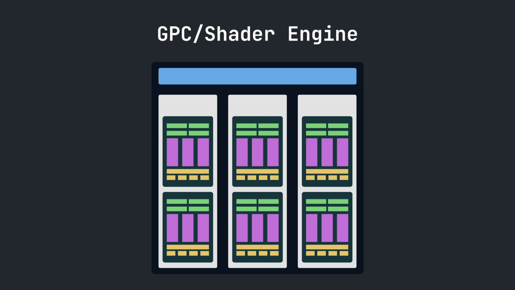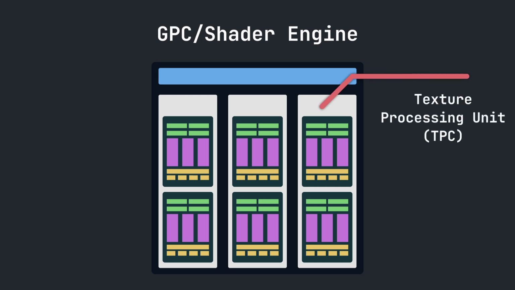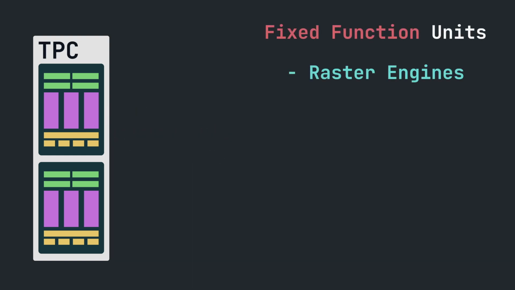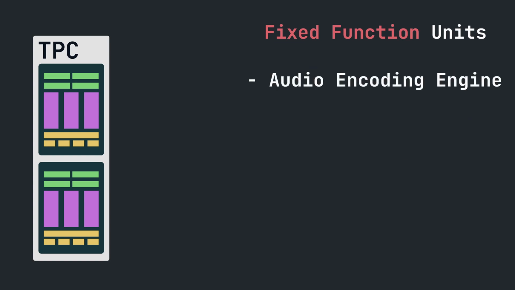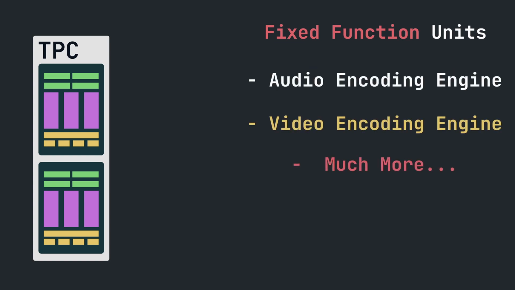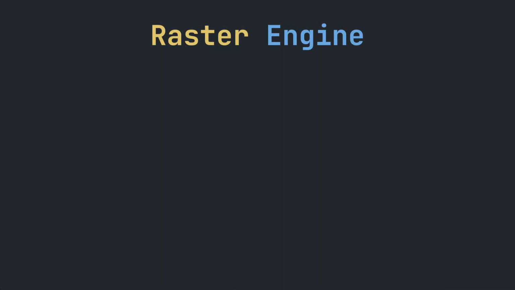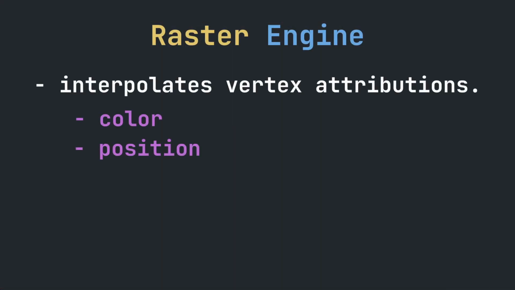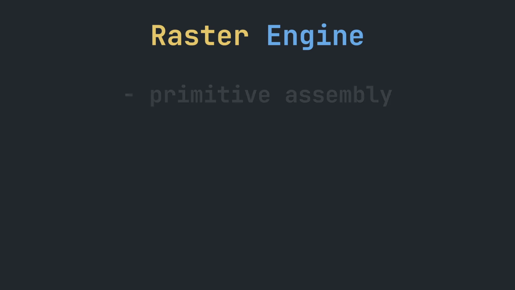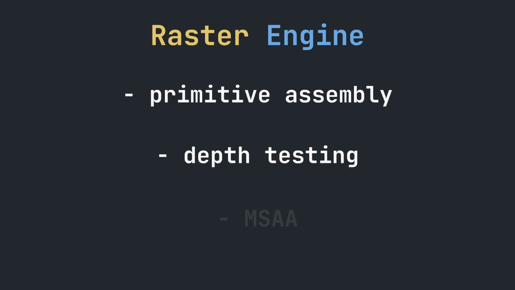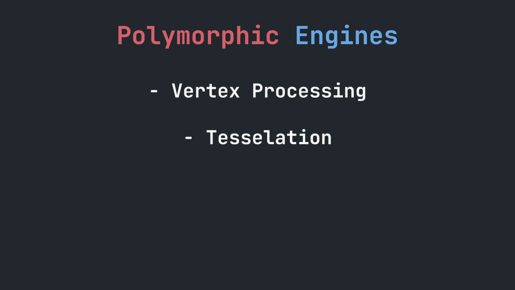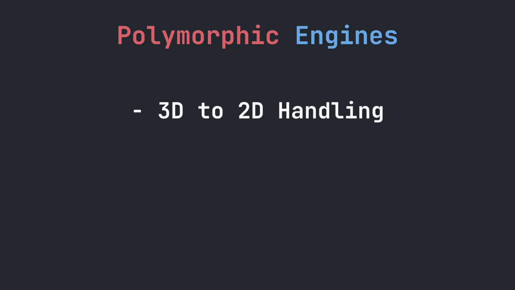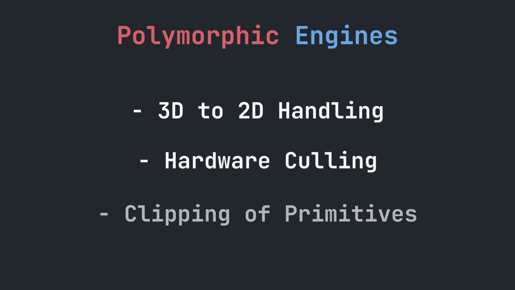And going further in, we will stumble upon the texture processing unit, TPC. Here we can find the fixed function units: raster engines, polymorphic engines, geometry engines, display engines, audio and video encoding engine, and so much more. The raster engine interpolates vertex attributes like color, position, and UV coordinates. It also does primitive assembly, depth testing, and performs MSAA. The polymorphic engines are used for vertex processing, tessellation, and culling.